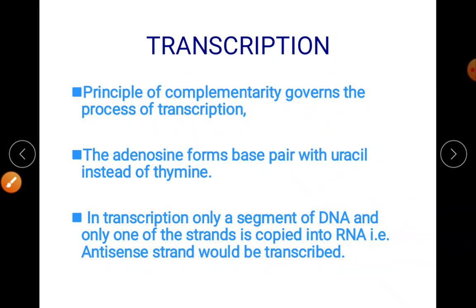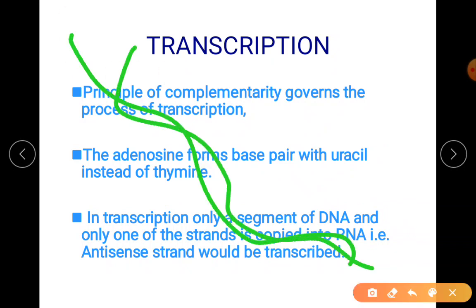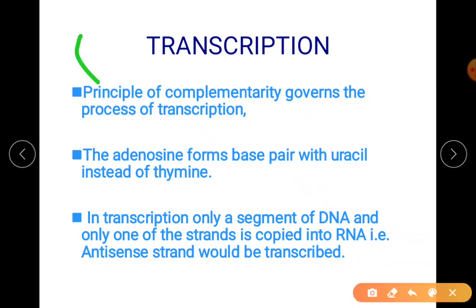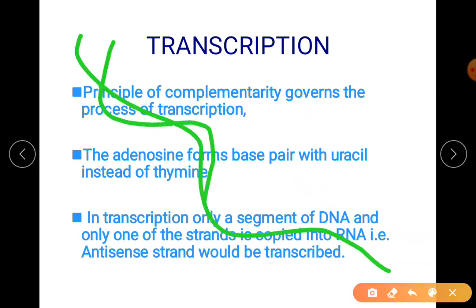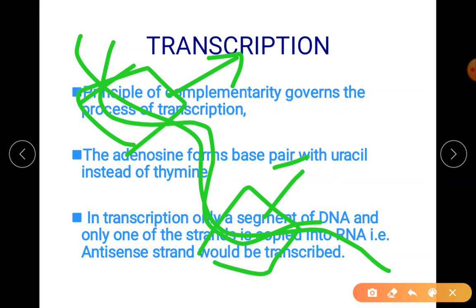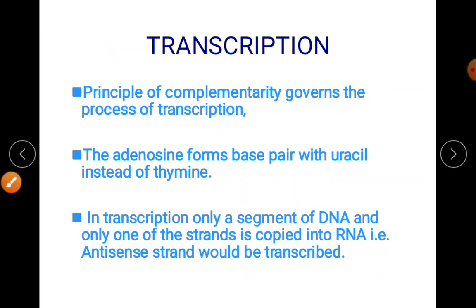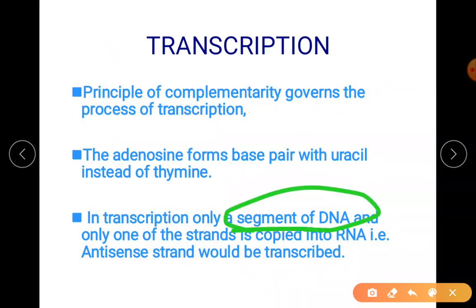So at a time, at different places, imagine if this is the DNA, I just roughly drew. This portion undergoes transcription, even this portion undergoes transcription. So like that, in the long DNA strand, at different locations, transcription can occur. So that's what you have to remember. A small segment and on one strand. Which strand am I talking about?